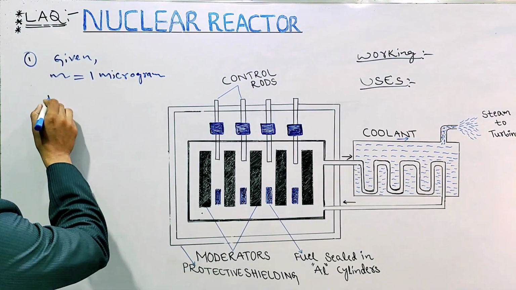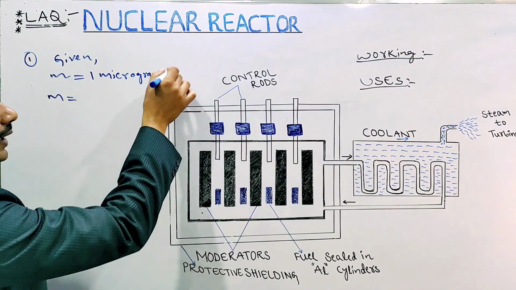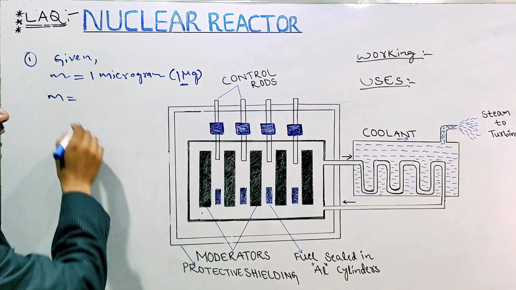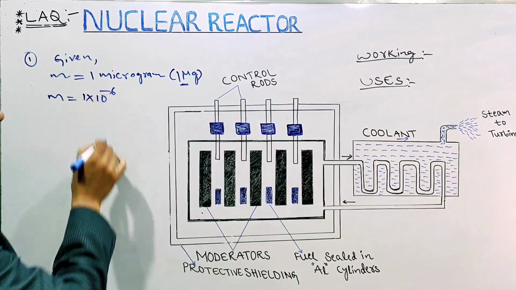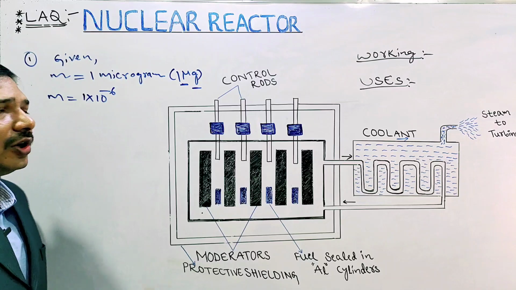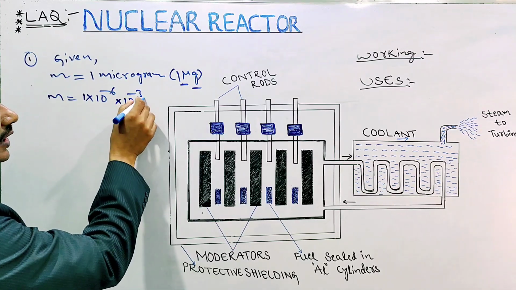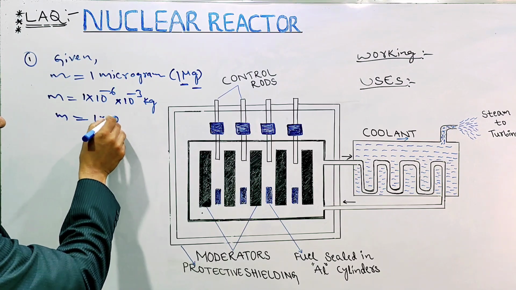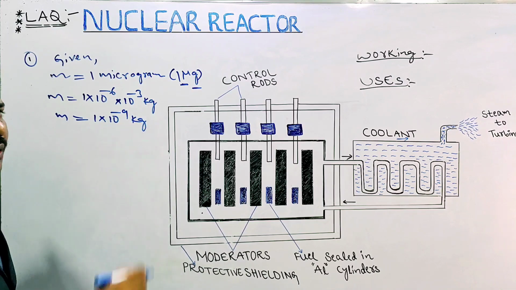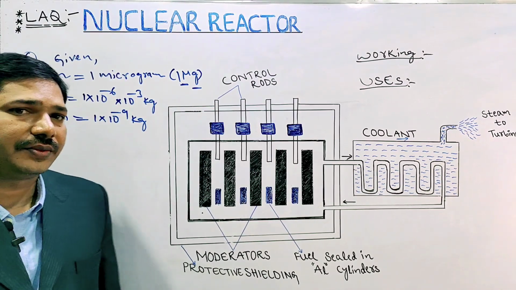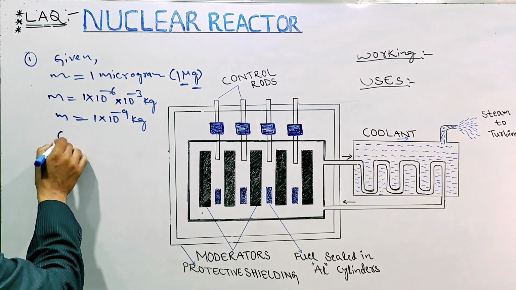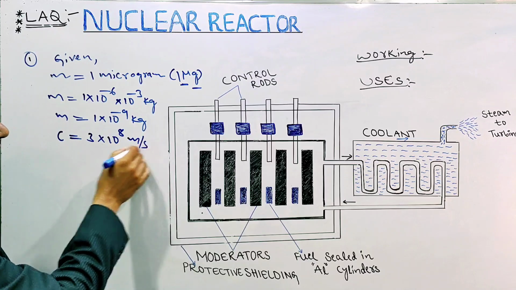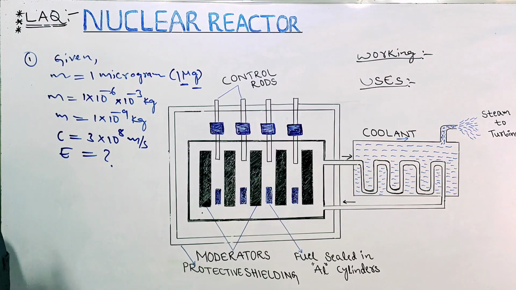Here we have to convert 1 microgram to kilograms. 1 microgram means what? Here mu means 10 to the power of minus 6 gram, and 1 gram equals how many kilograms? 10 to the power of minus 3 kilograms. Total, the mass m equals 1 into 10 to the power of minus 9 kilograms. How much energy will be released? They are asking. Here the speed of light c equals, we have to know, 3 into 10 to the power of 8 meter per second.